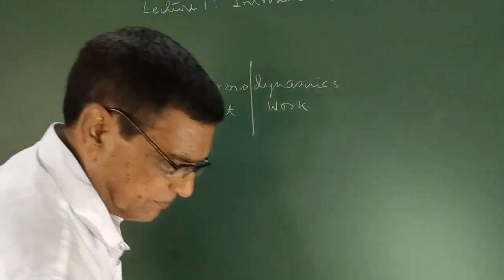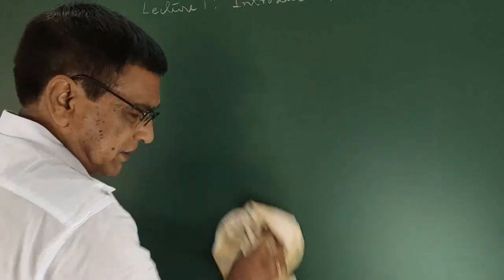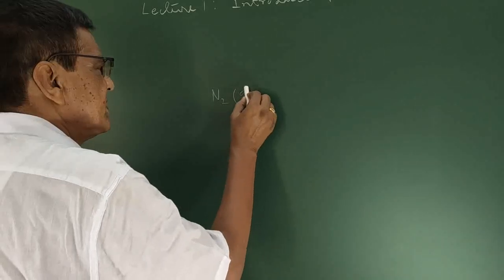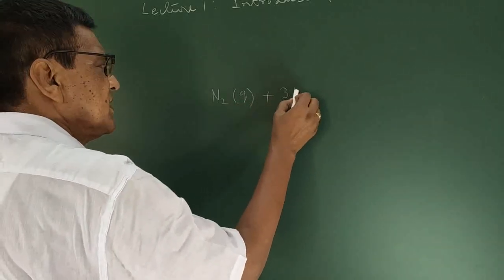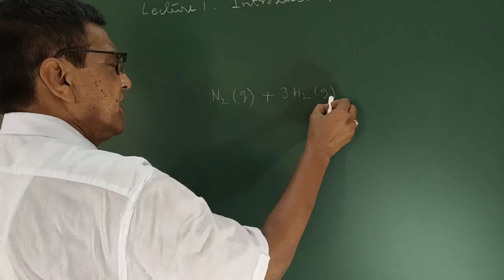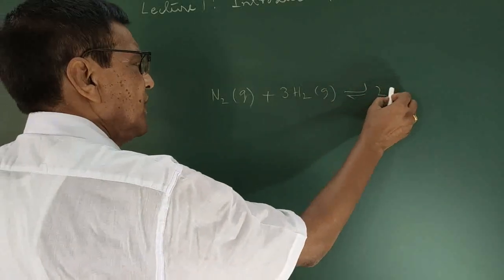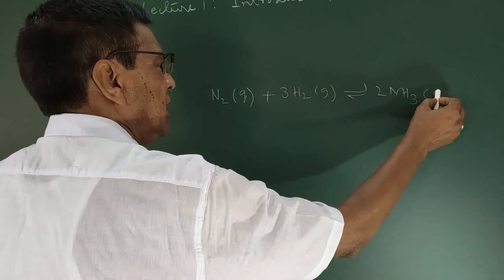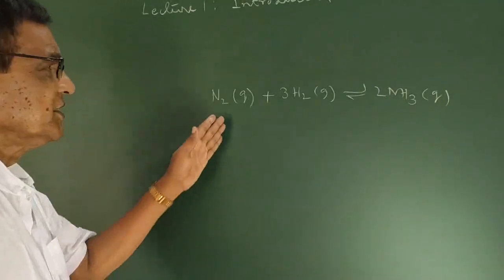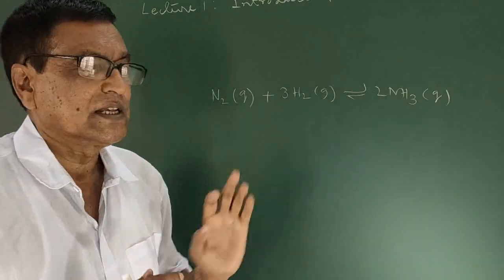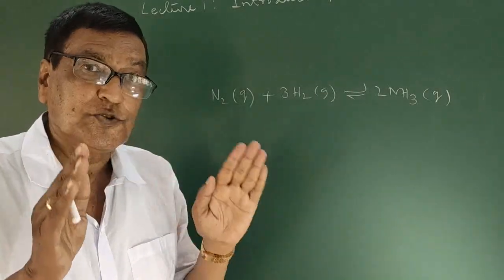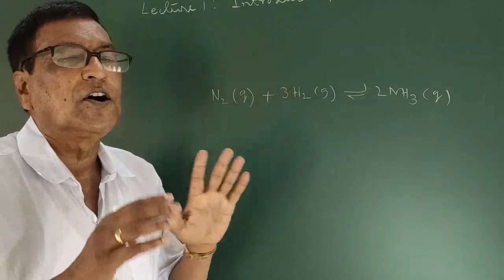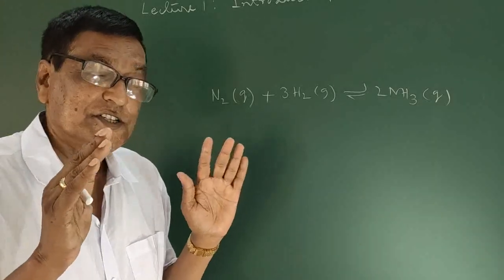Suppose for this example, I consider one reaction, the very simple Haber's process: nitrogen gas plus 3 hydrogen gas, with the sign of reversibility, gives twice ammonia gas, the formation of ammonia from its constituent elements. This is the very cheapest way to produce ammonia, but the first question is whether the nitrogen will combine with the hydrogen or not. This is the first criterion.